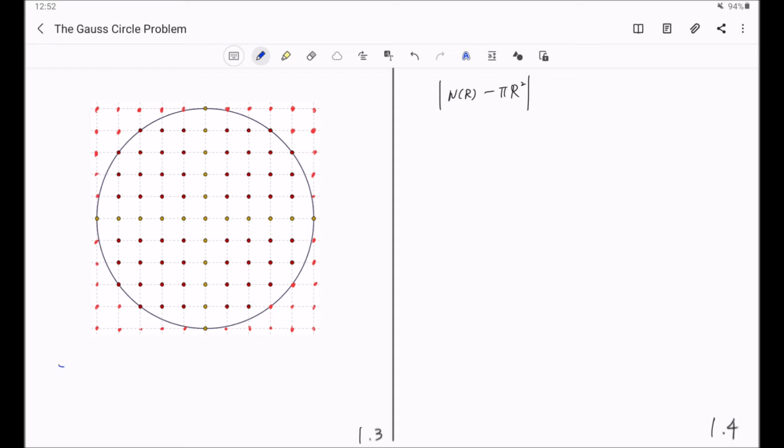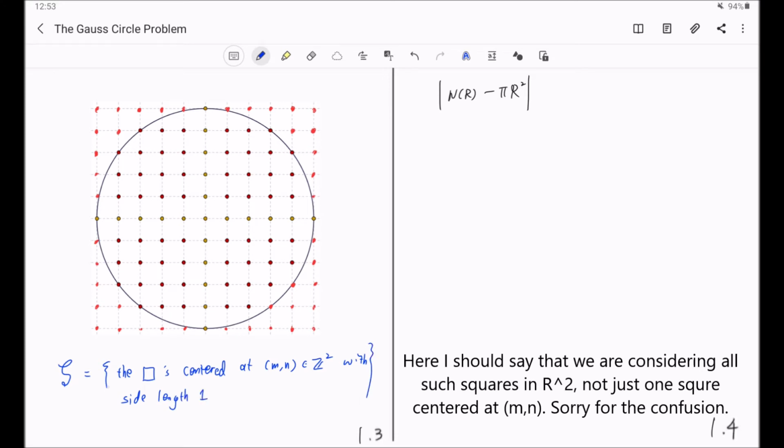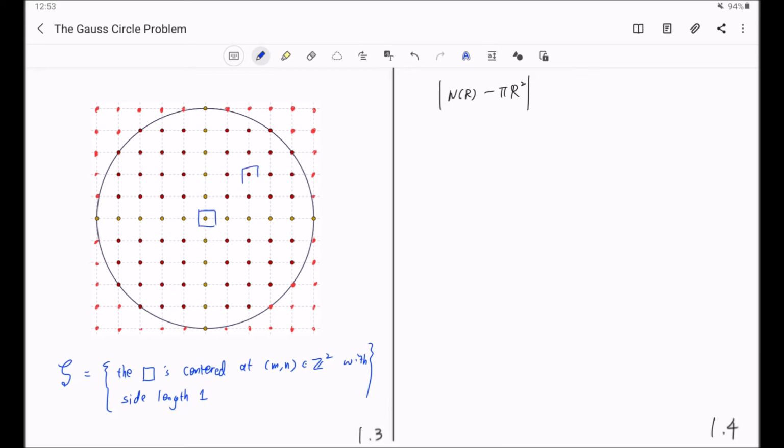So we consider the collection S of the squares centered at the integral points with side length equal to 1. We consider all such squares. If we draw this in this graph, maybe squares like this. I'm not going to draw all of them. So this is not very precise, but I hope at least you understand that those squares are centered at the integral points with side length 1.